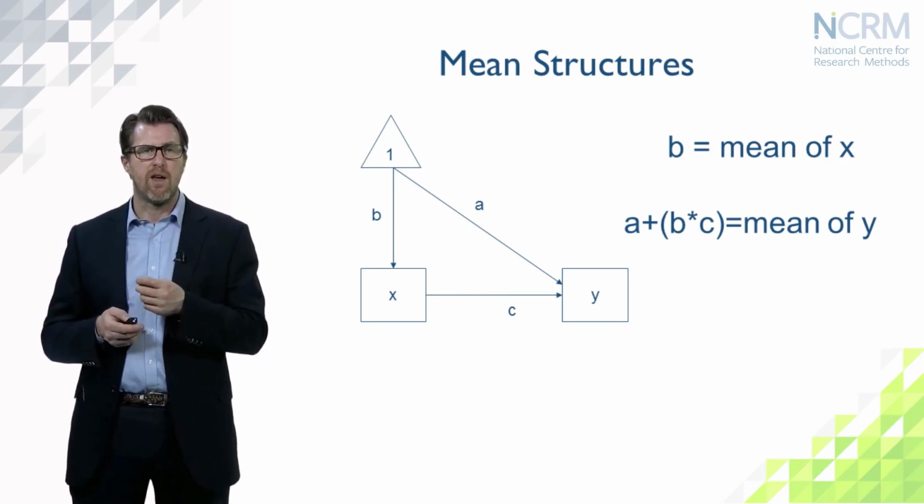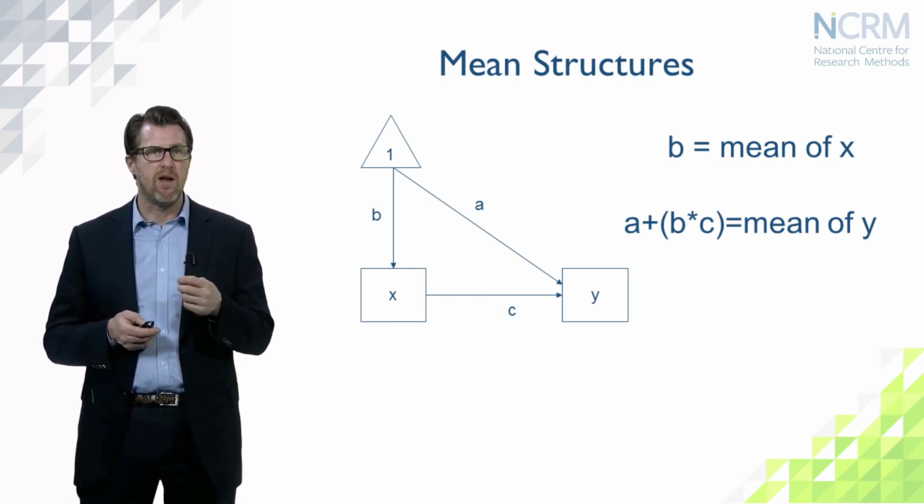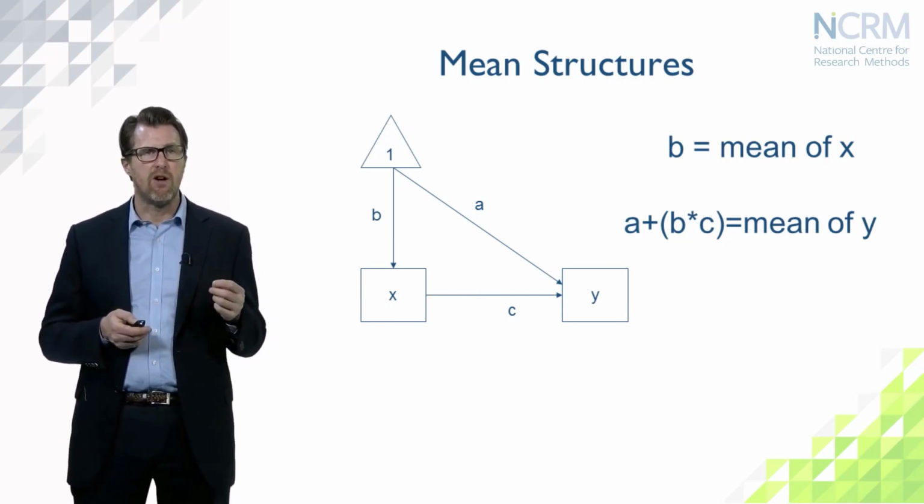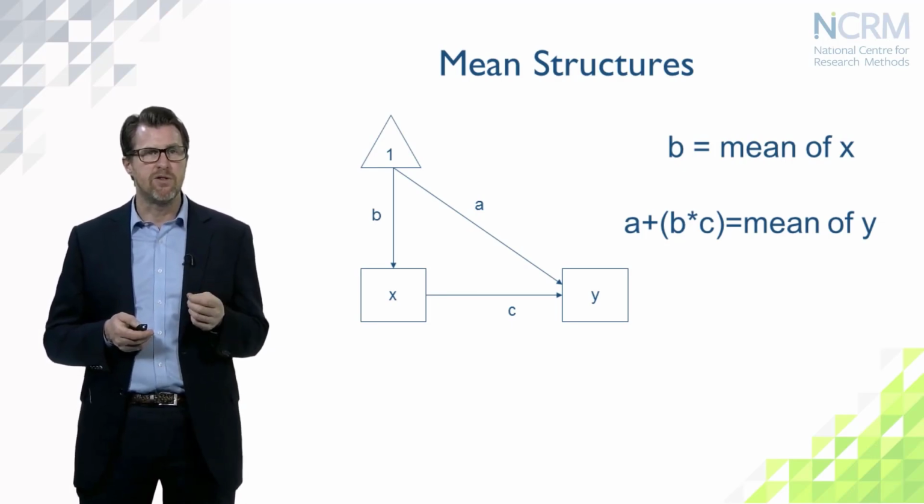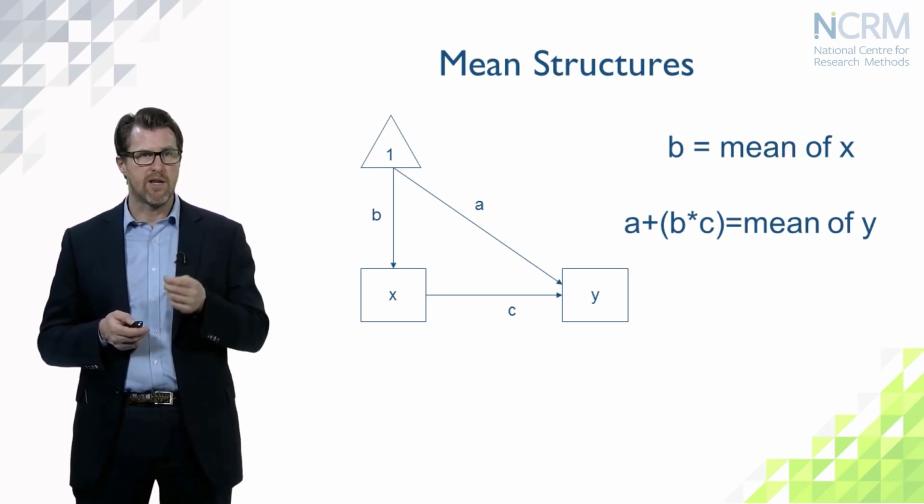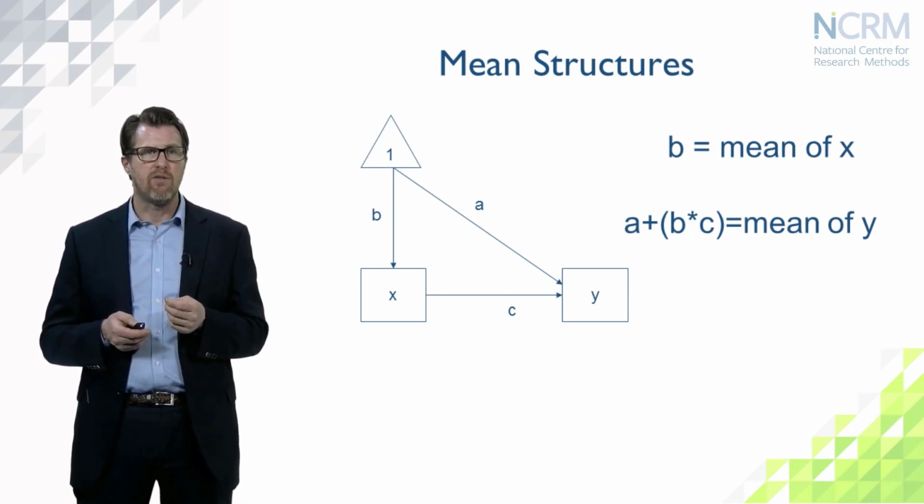then we, in this path diagram, have again a y variable and an x variable. We have a direct effect from the constant to y, which has the coefficient a. We have a direct effect from the constant to x, which is b, and a direct effect from x to y, which is c.